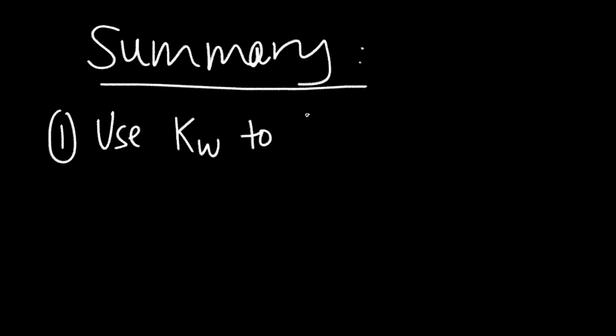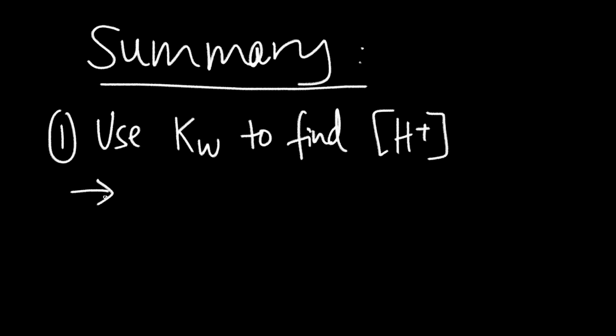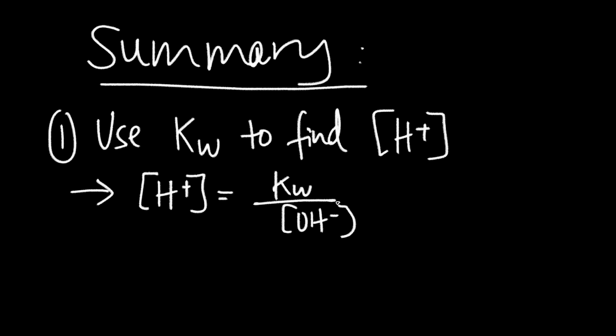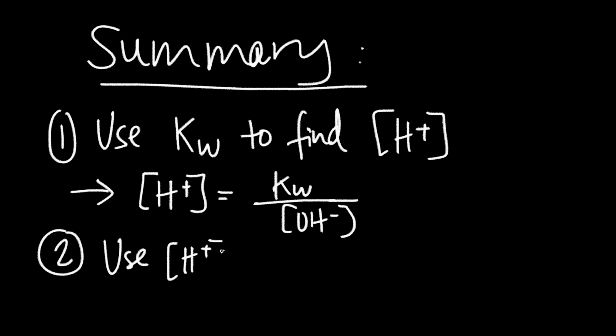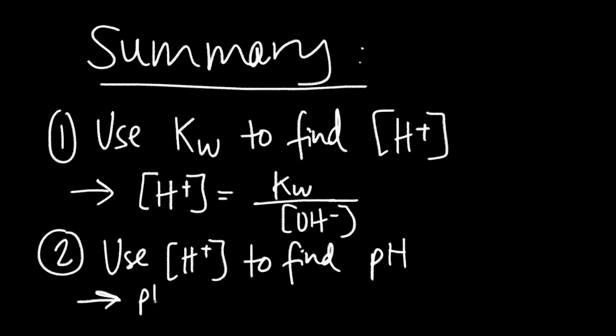So to summarize these steps, we firstly used our Kw expression to find the concentration of H+. So that equation was this one here. Then we use the concentration of H+ we just found to find the pH. So that's using our pH equation like this.